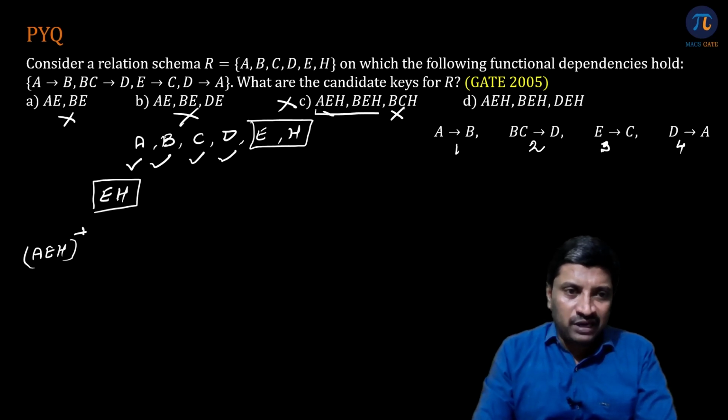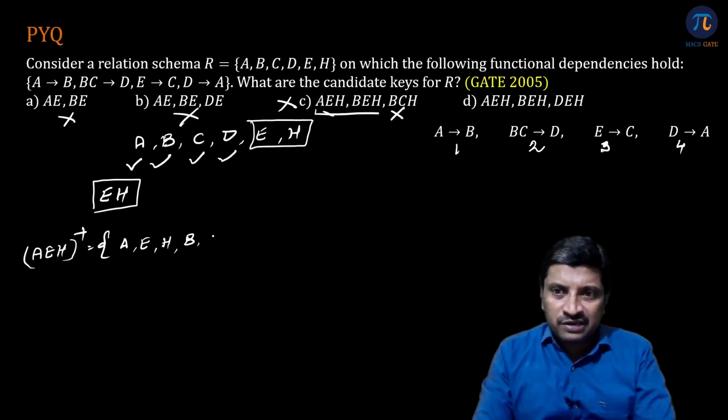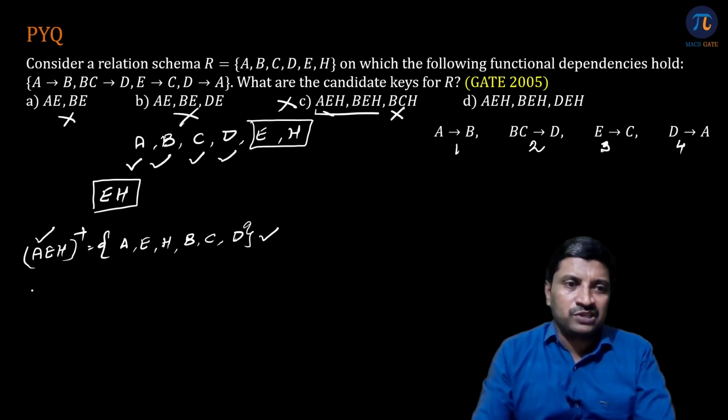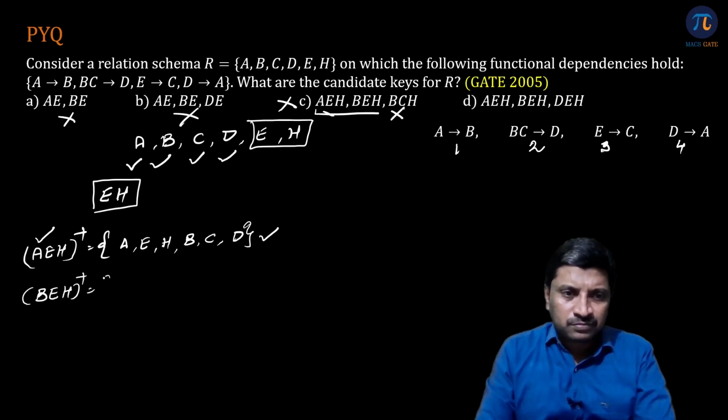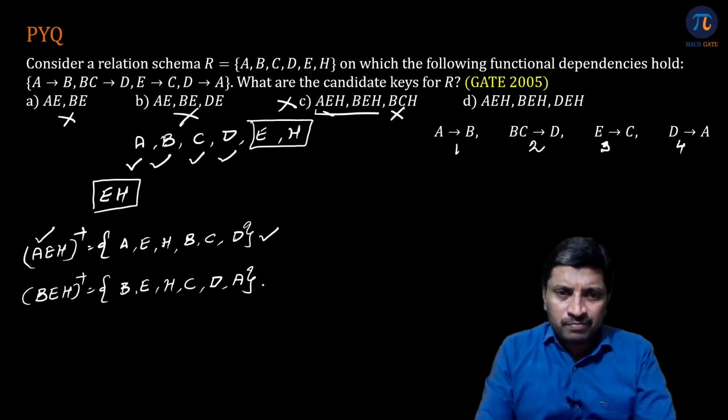What is the closure of AEH? With AEH, we can find AEH. Then with 1, I can find B. Then with the E, we can get C. With 2, we can get D. We got all the attributes. So this is a candidate key. What about second one? BEH. With BEH, we can get these three attributes. Then with E, we can get C. With BC, we can get D. With D, we can get A. So we got all attributes. This is also a candidate key. What about next one?